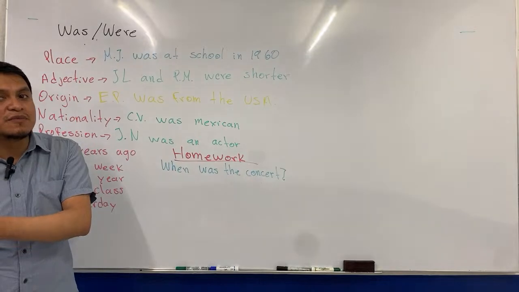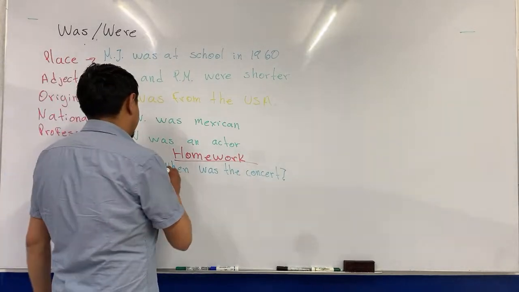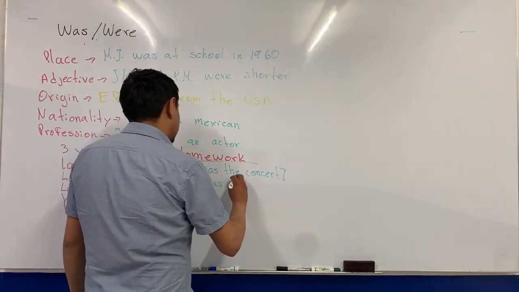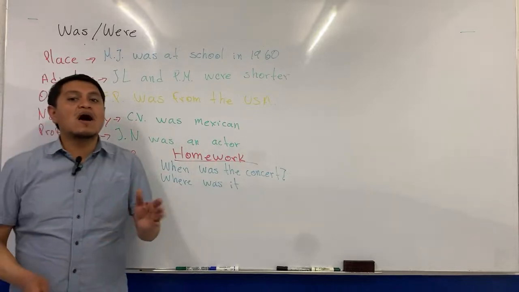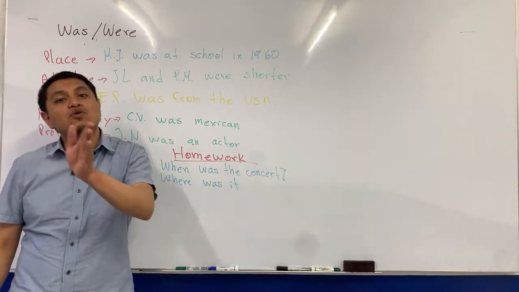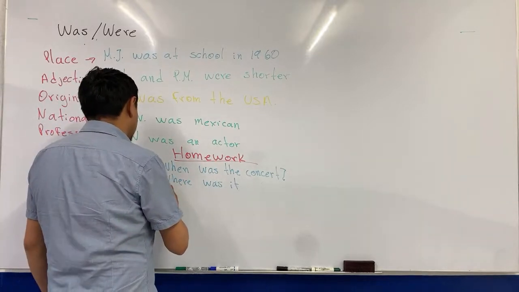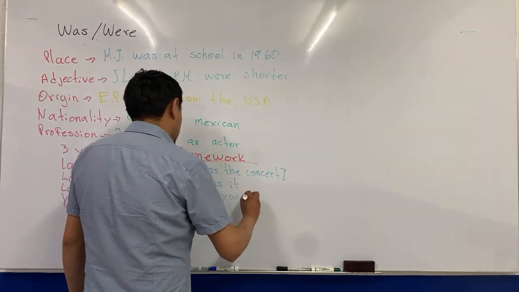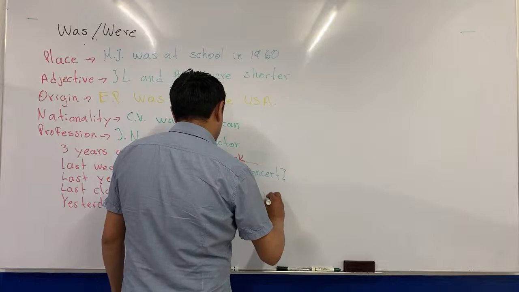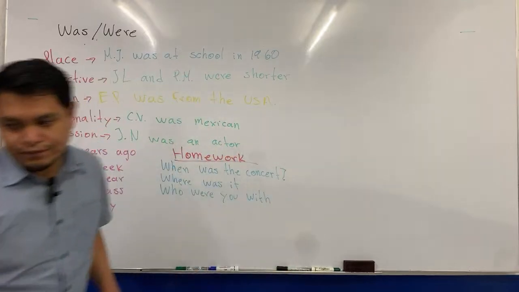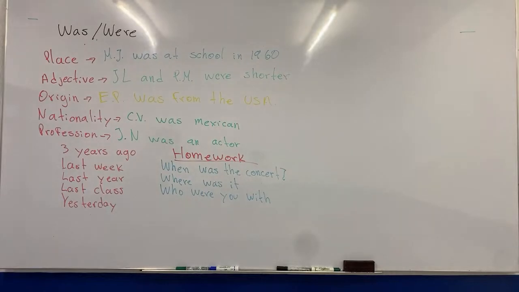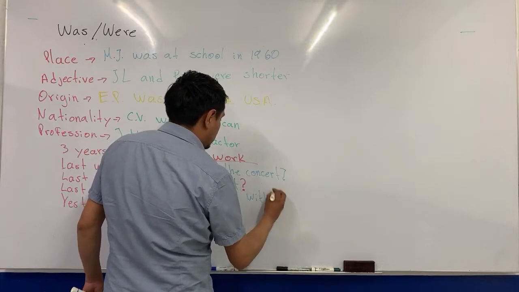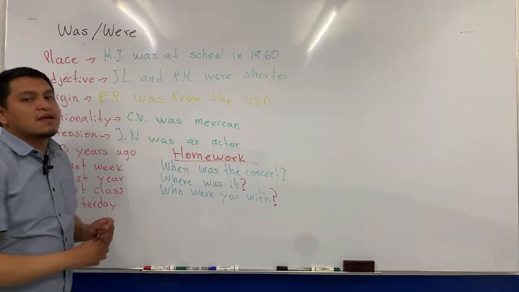Where was it? Repeat. Where was it? Right? Where was it? Next, who were you with? Who were you with? Who were you with?